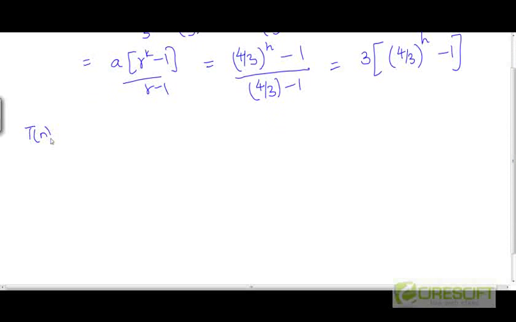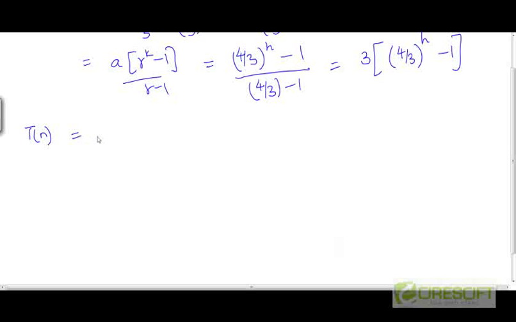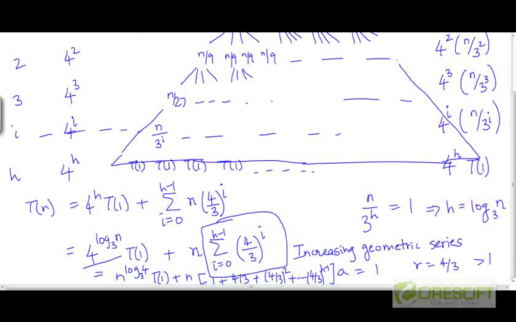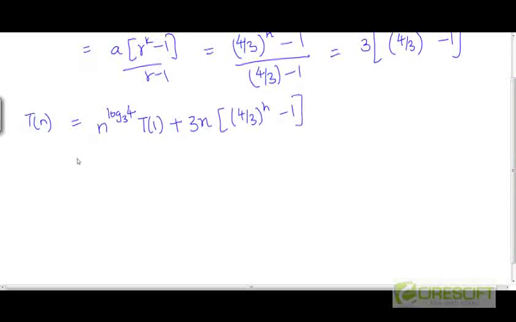So T(n) is going to be n to the power log of 4 base 3 multiplied by T(1), plus n times the value of this summation, which is (4 by 3) to the power h minus 1. So we can write this as n to the power log of 4 base 3 times T(1) plus 3n multiplied by (4 by 3) to the power h, minus 3n.